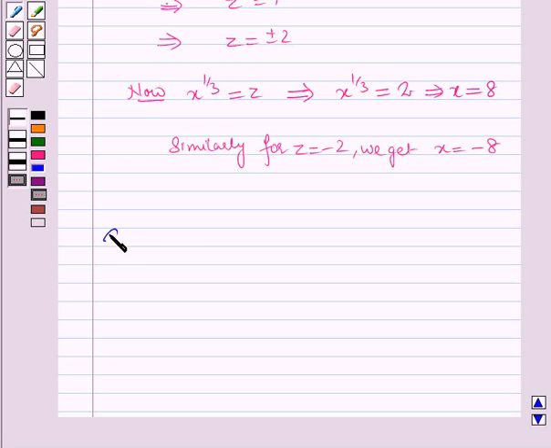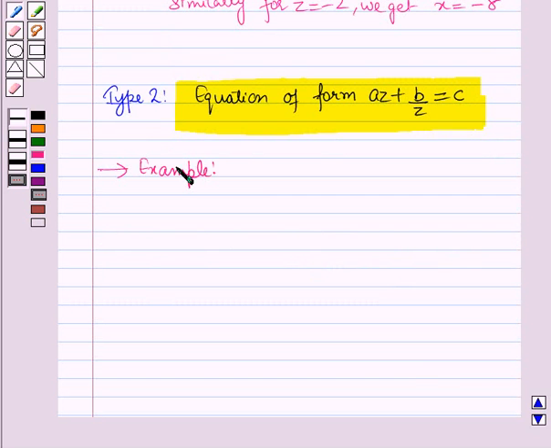Now let us discuss the type 2. Now in this, the equation of the form az plus b by z is equal to c, where a, b and c are the constants, is reduced, that is this type of equation is reduced to a quadratic equation. Now let us discuss this type with the help of an example.